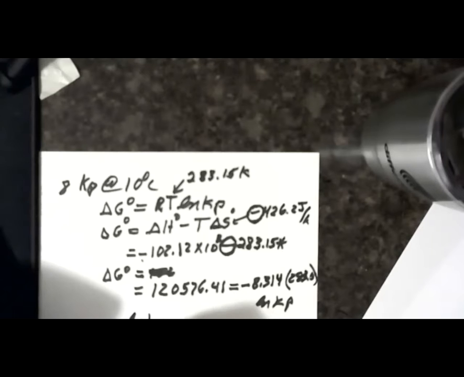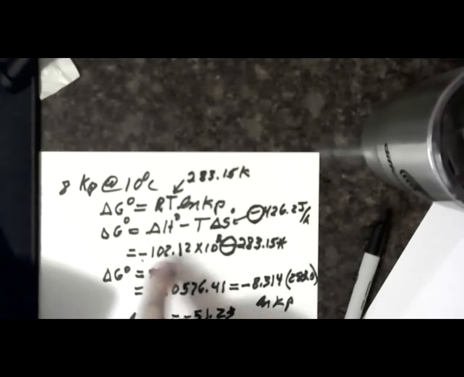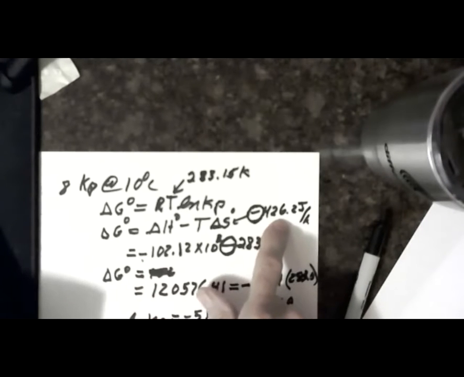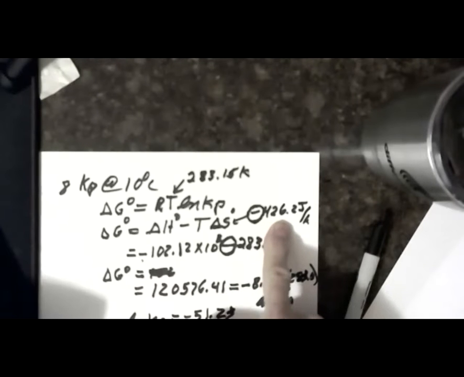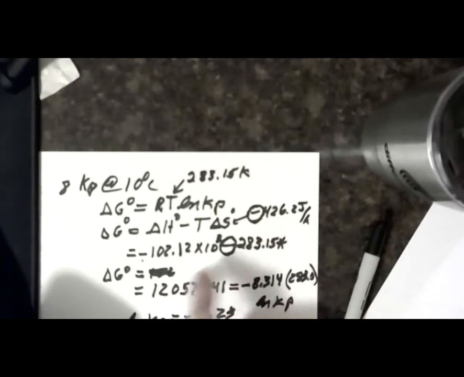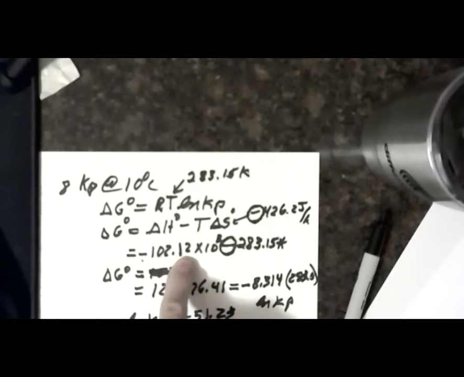I get the ln of Kp to be minus 51.23. I know that's way too big. Let me see where I made the mistake. I did enter that in joules per Kelvin, minus 426.2. That is what I got. 102.12. Oh, did I? Oh, well, I know what I did. No, I didn't. That's right. That is delta H. And it was minus 102.3 times 10 to the third. Okay.